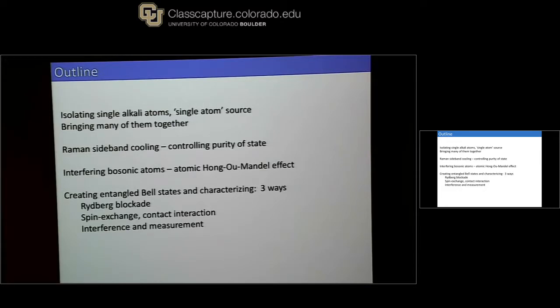I'll talk about an analog to the Hong-Ou-Mandel effect with our bosonic atoms instead of with photons. And that's interesting from the perspective of, if you think of your favorite interesting experiment you might want to do with single photons, there might be some pathway in which we could actually do this with bosonic atoms. And then I'll talk about creating entangled Bell states and characterizing them. And I'll present 3 different ways to give you a flavor of different options. Rydberg blockade I'll mention briefly. We don't do this in our lab, but I think it's probably the most probable way that people will actually do 2-qubit gates in this type of system. I'll talk about spin exchange, and then also how we can use the Hong-Ou-Mandel interference plus measurement in order to get entanglement.